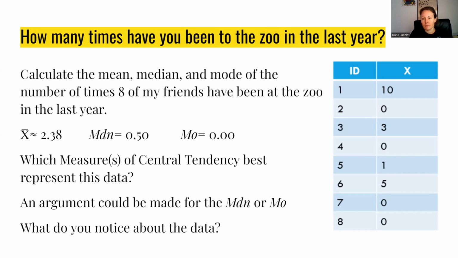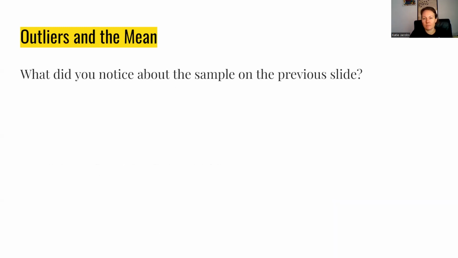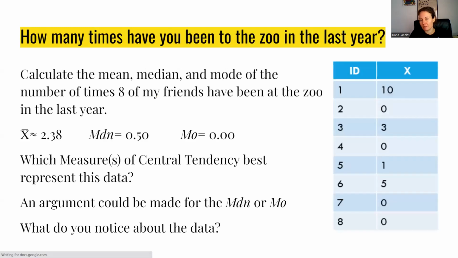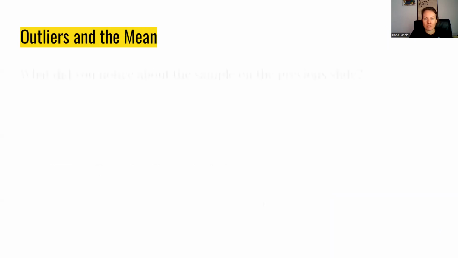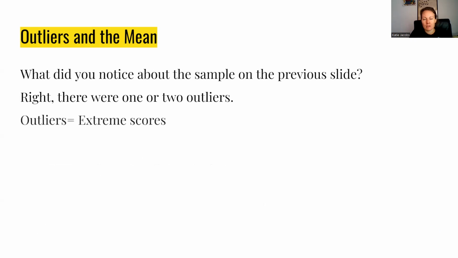Okay. So again, what do you notice about the data? We talked about that already with our outlier in our data set. So what did we notice about our sample on the previous slide? We noticed that there was an outlier. There's 1 or 2 even, depending on what our definition of outlier is. And later on in the class, we'll actually have a numerical way to figure that out. But for now, we're just going to observe things. We see that we had an outlier or 2. Outliers are extreme scores, the word that you're going to want to know.